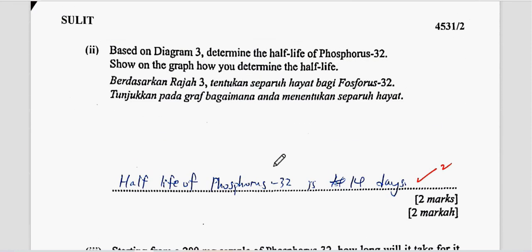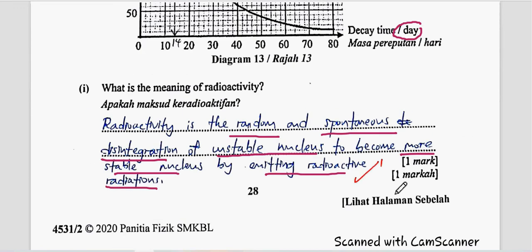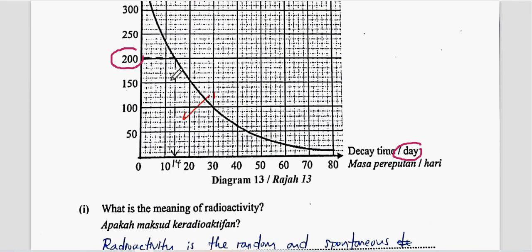Okay, look at the question. So determine half-life of phosphorus 32. So this is 2 marks question. So you need to show your answer in the graph. Like this lah. Tunjukkan. Okay, so we know this is how you determine the half-life. Please don't draw too much line. If you draw too much line, you might not get the marks. So paling bagus lukis satu.